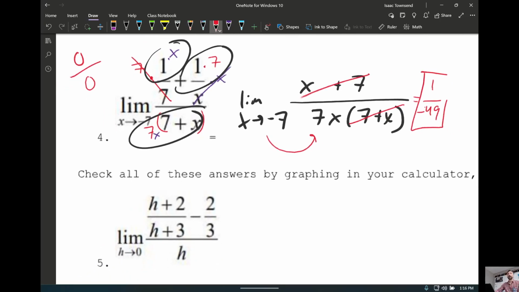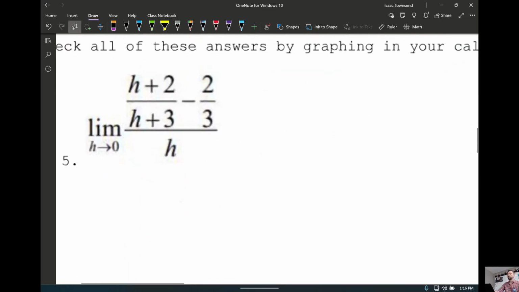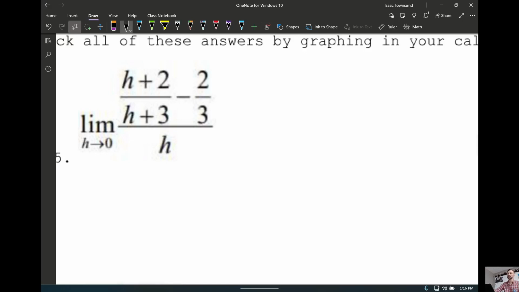So in question 5, what do you think is one thing? Well, first off, direct substitution, it is 0 over 0. We really need to check that. But what is one thing you think we should multiply all of these by? Okay, I agree. Multiplying by 3 does a great job of getting rid of this smaller fraction. But make sure you multiply everything by 3 when you do that.